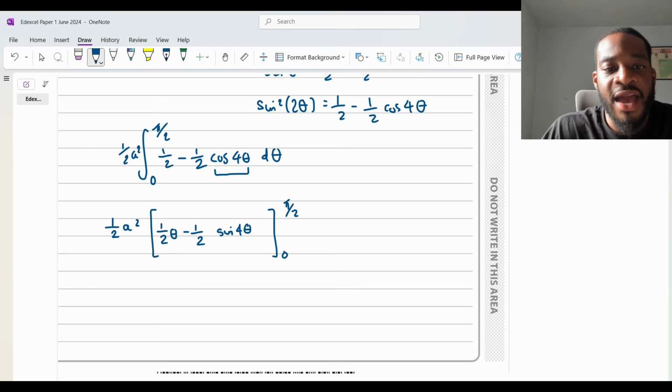Sine 4 theta. And then once you've integrated that, you're going to divide by the inside differential. So when we differentiate 4 theta, we get 4. We divide by it. So we're going to times by a quarter, aren't we? And obviously we were times it by minus a half. So let's just tidy that up a bit more.